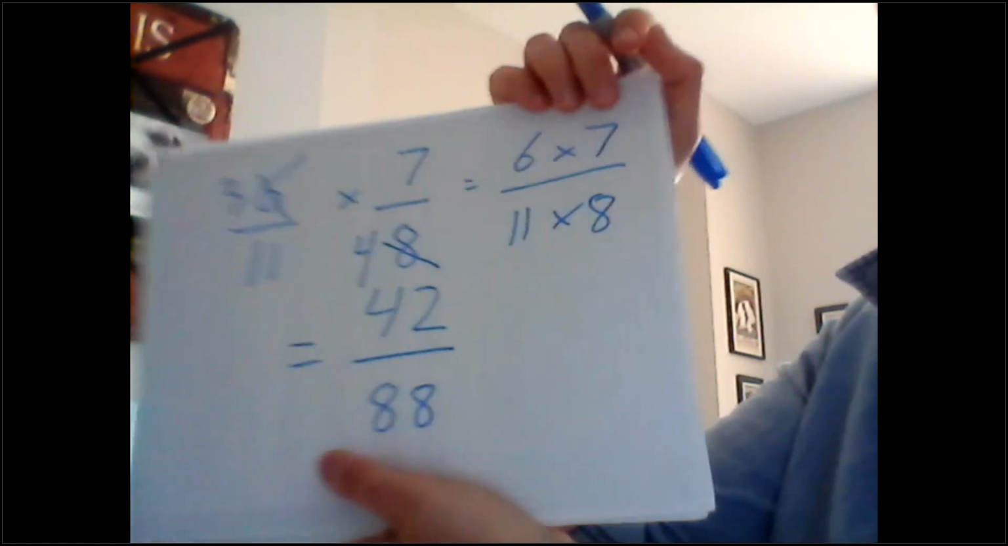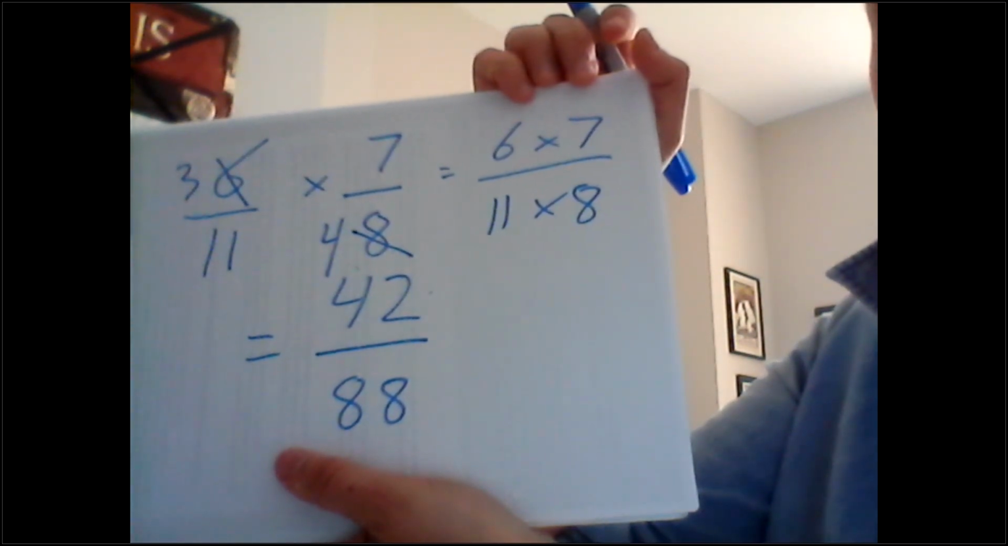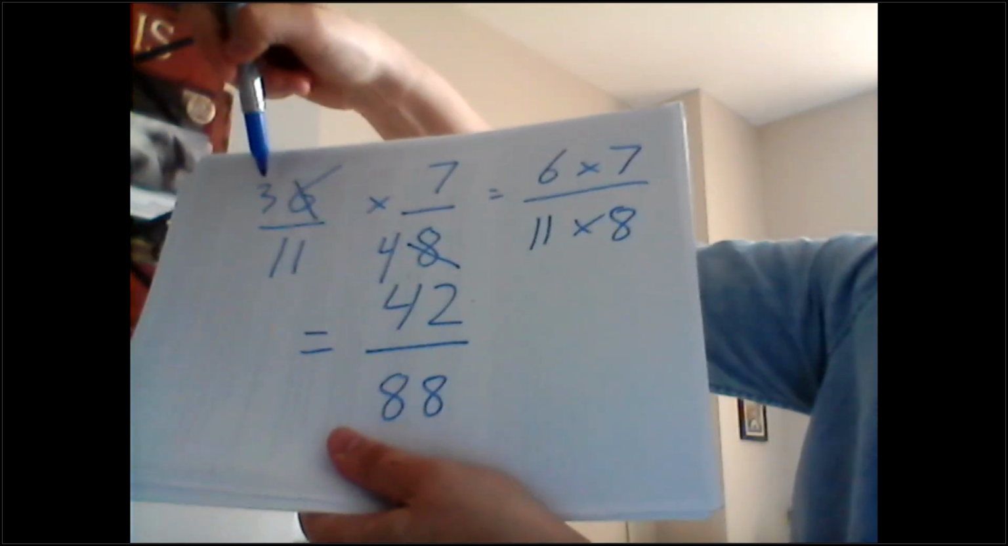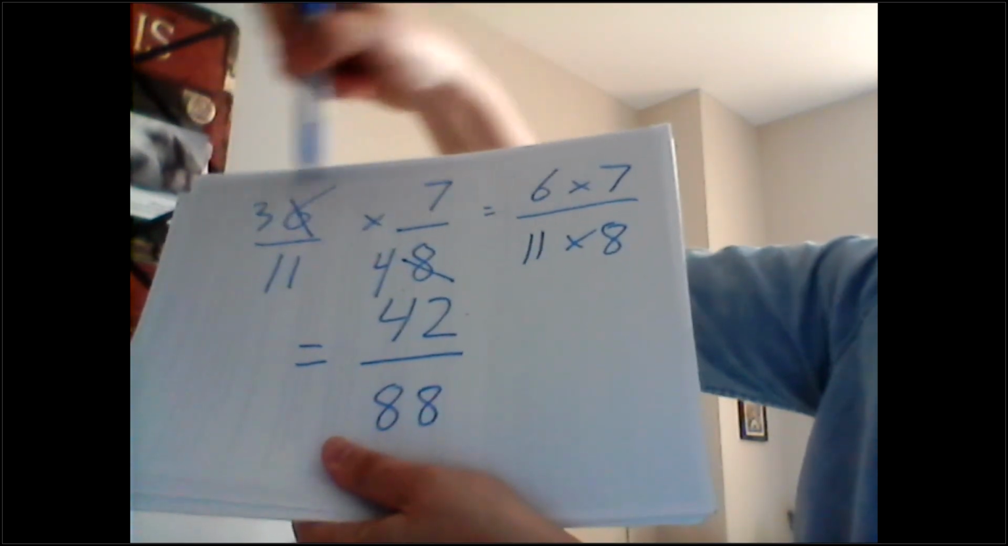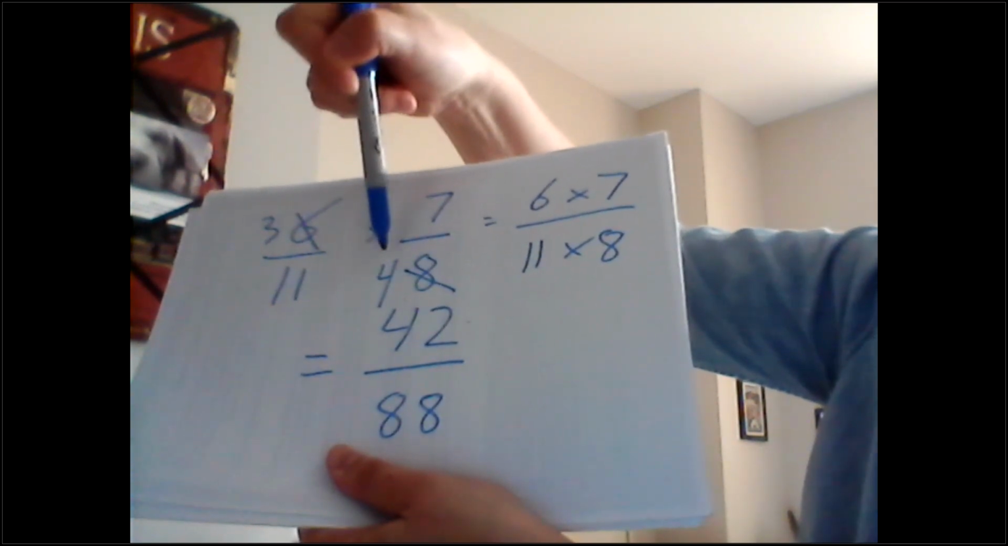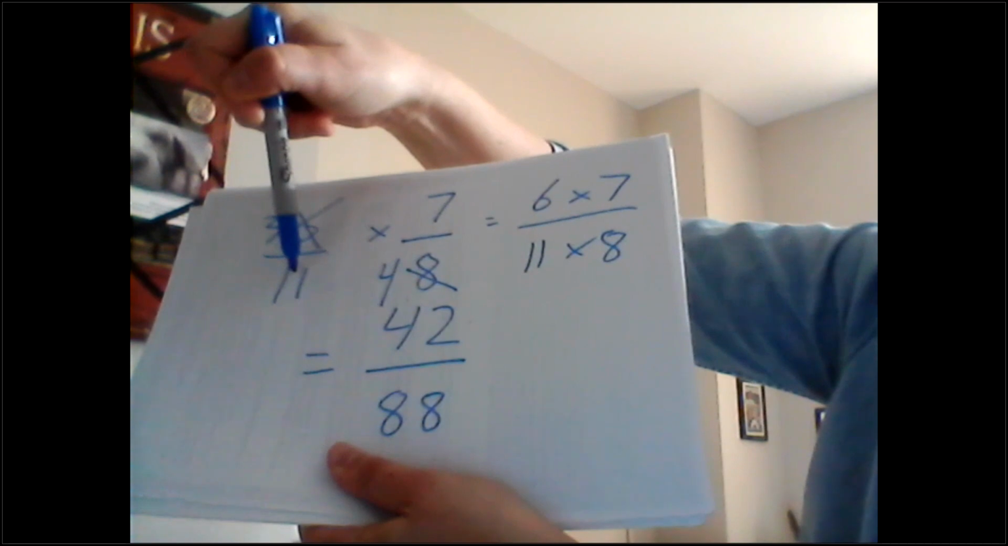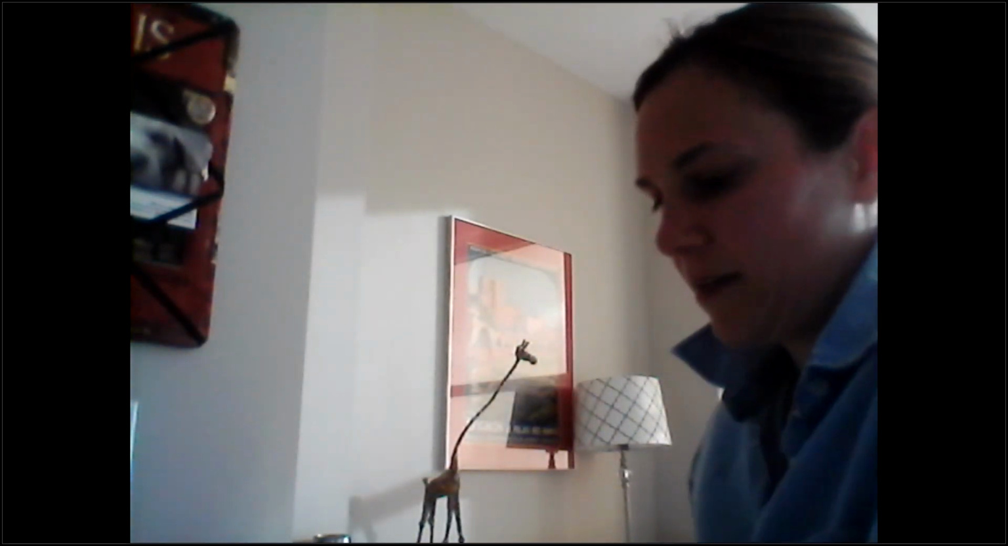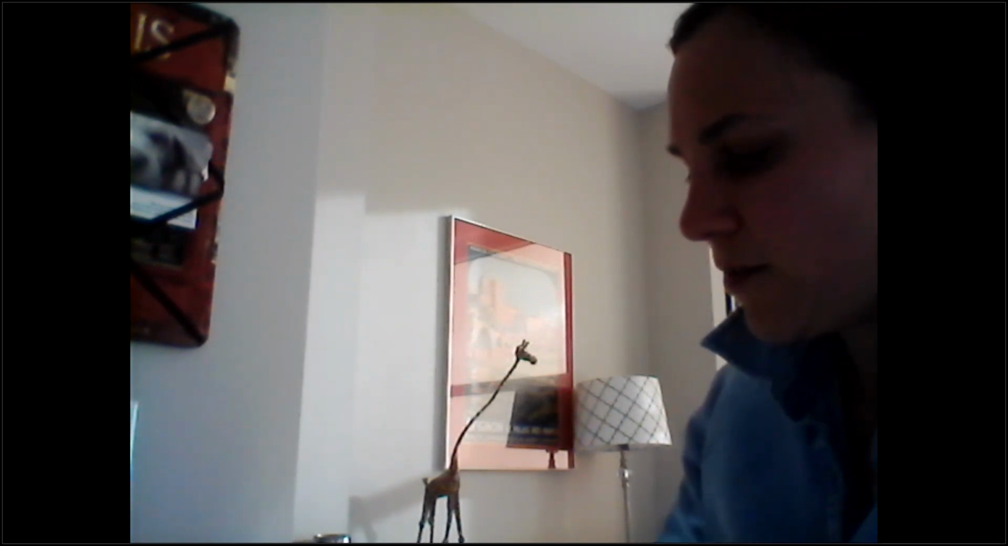I can divide the 6 and the 8 by 2, which gives me 3 and 4. So my problem just went from 6 times 7 over 11 times 8 to this: I've reduced the 6 to a 3, so my numerator will be 3 times 7, and I've reduced the 8 to a 4, so my denominator will be 4 times 11. So if I write that out, I have 3 times 7 over 11 times 4.